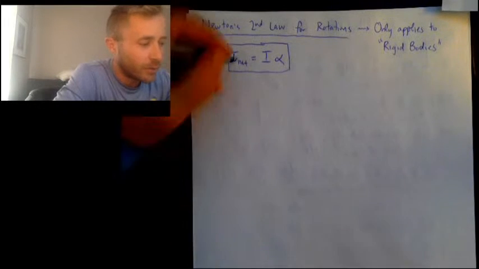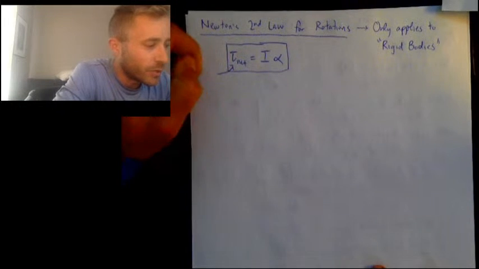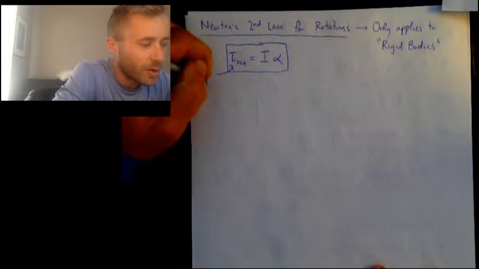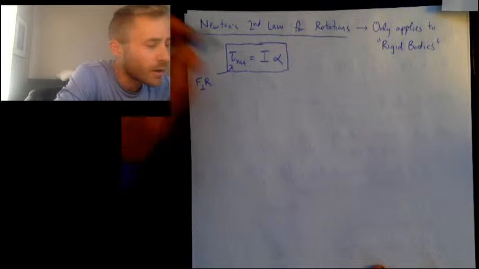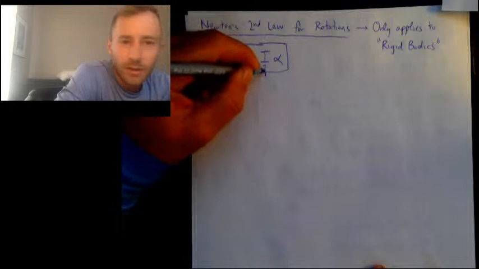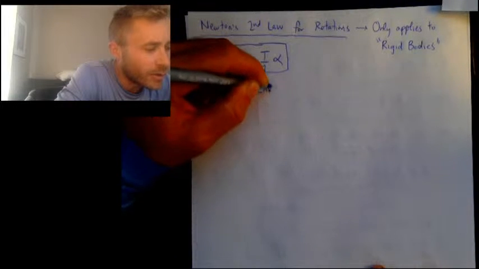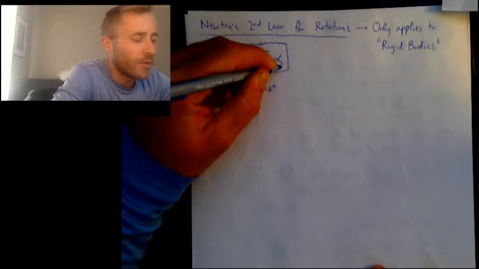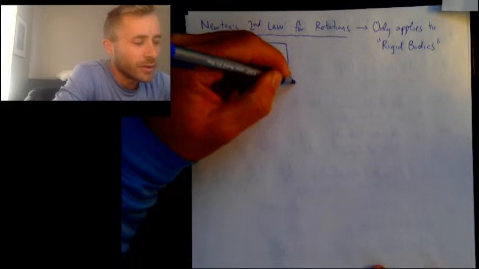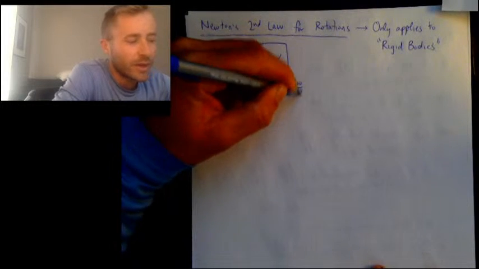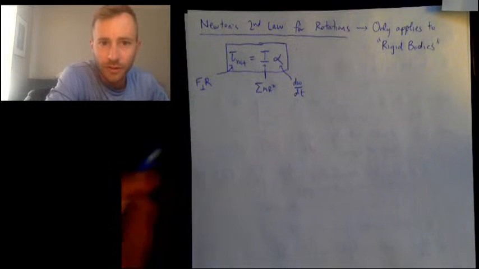So we have torque, which if you recall was F perp times R. We have inertia, which if you recall was sum over m r squared. And then we have alpha, which is the rate of change of angular velocity. So it has all these things.